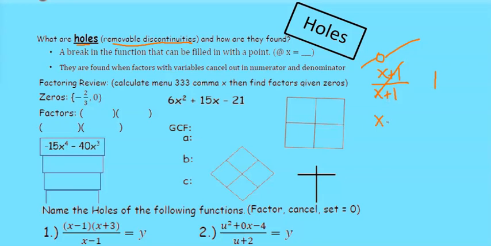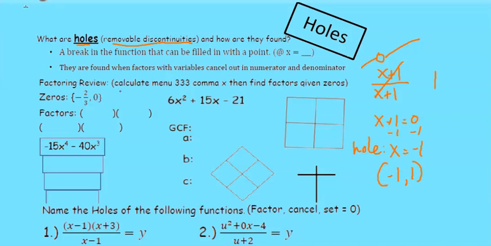When you set the thing you canceled equal to 0, x would equal -1. That would be the hole. And the point for the hole would be (-1, 1). This would be the point of the hole.